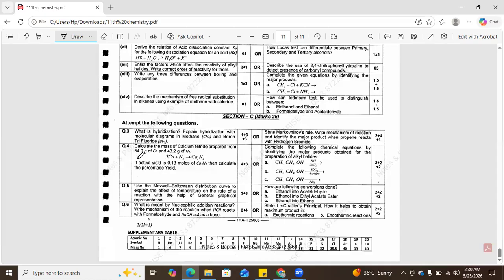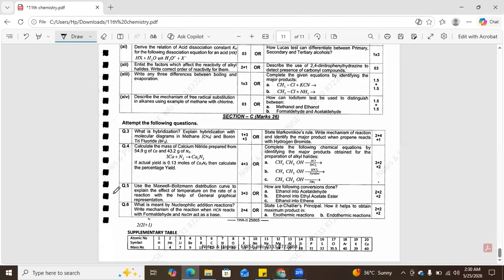Question number 4 is calculate the mass of calcium nitride prepared from 54.9 gram of calcium and 43.2 gram of nitrogen. This is the reaction. If actual yield is 0.13 moles of Ca3N2, then calculate the percentage yield. Or optional question is complete the following chemical equations by identifying the major products obtained for the preparation of alkyl halides.